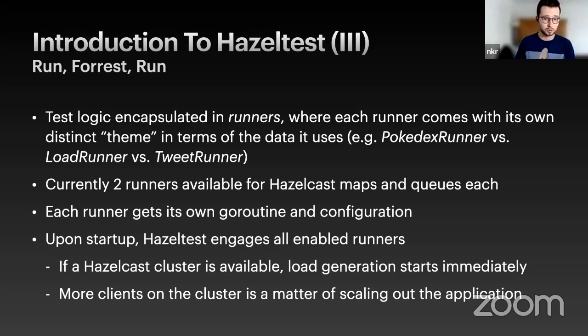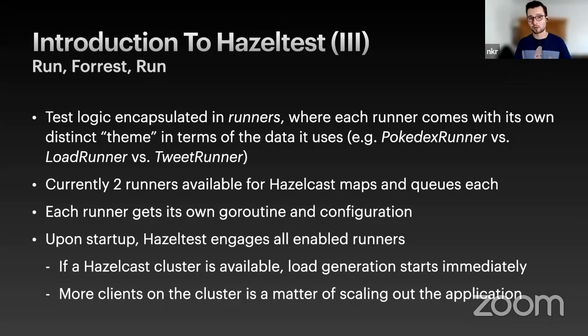And then we have a tweet runner as well, which runs on, no surprise, tweets. There are currently 4 runners available, 2 for maps and 2 for queues, but the plan is to have a lot more in the future. And each runner gets its own Go routine and also its own configuration. And the fact that Golang has easy to use structures for concurrency and parallelism, or concurrency mostly, really came in very, very handy when implementing this.